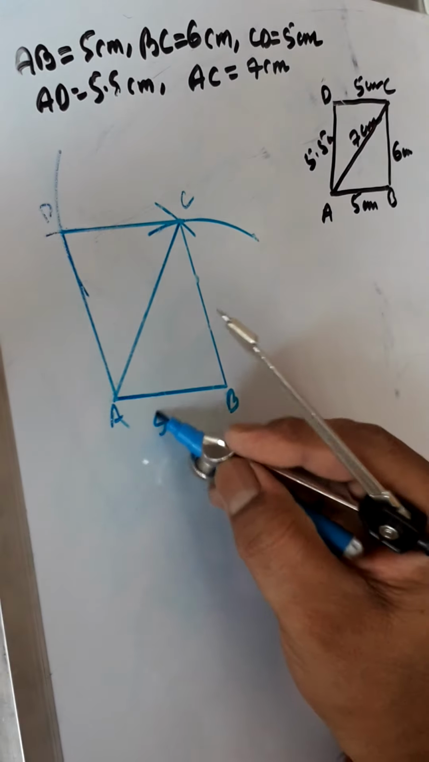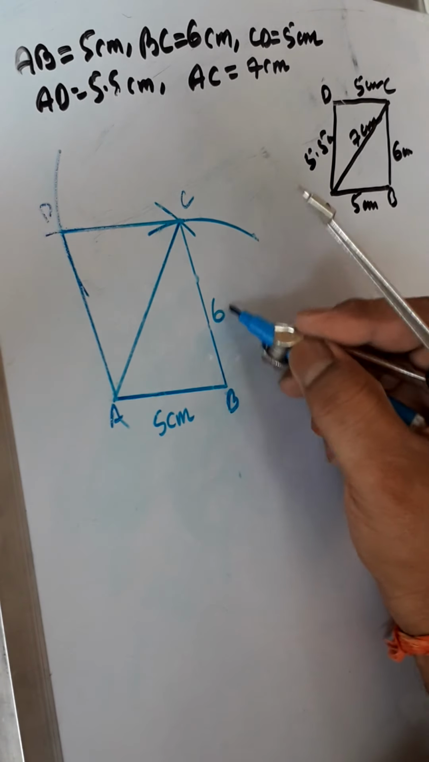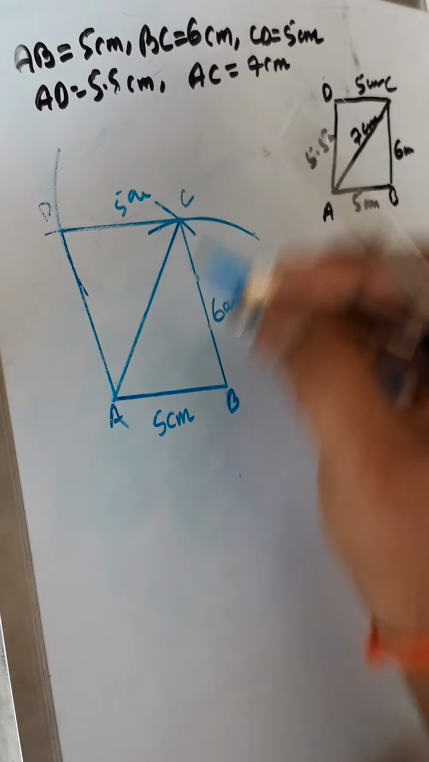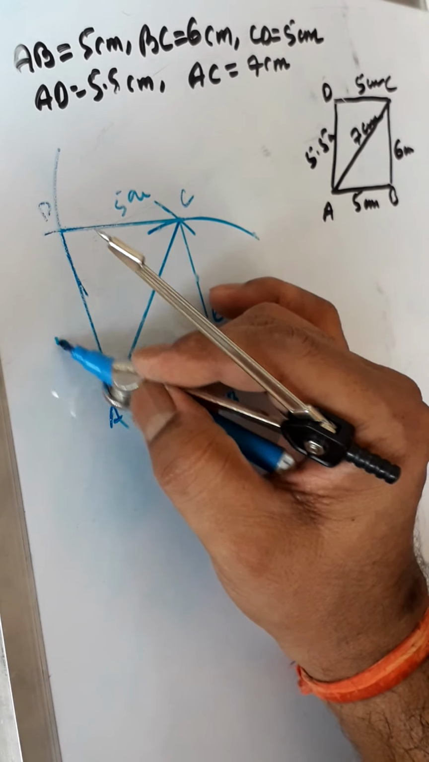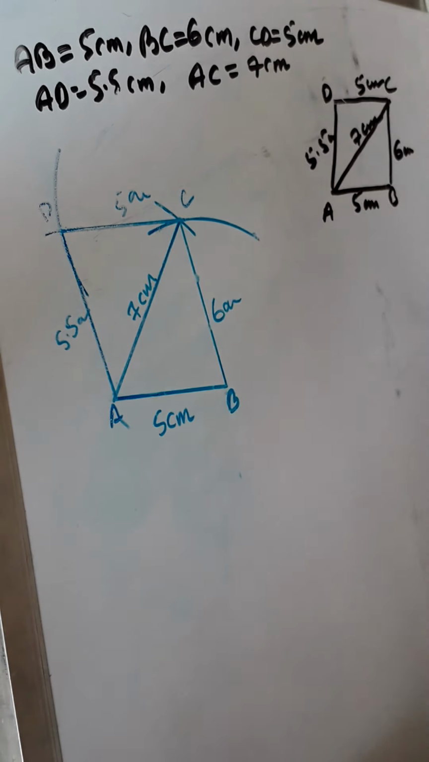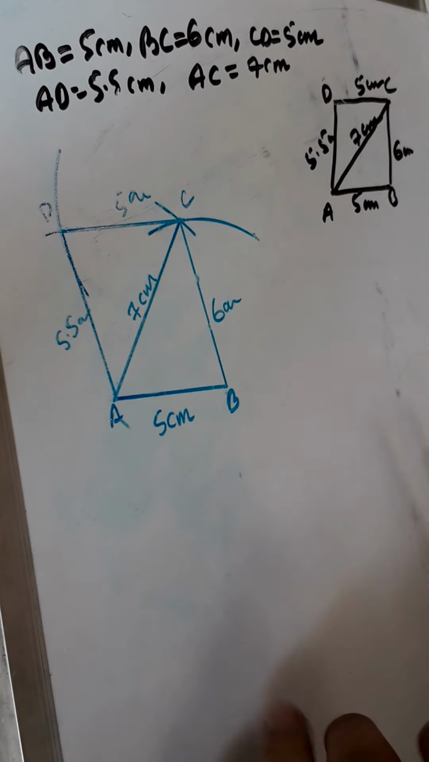Now we will write the measurement. AB 5 centimeter, BC 6 centimeter, CD 5 centimeter, AD 5.5 centimeter, and this AC is of 7 centimeter. Thus our construction is complete.